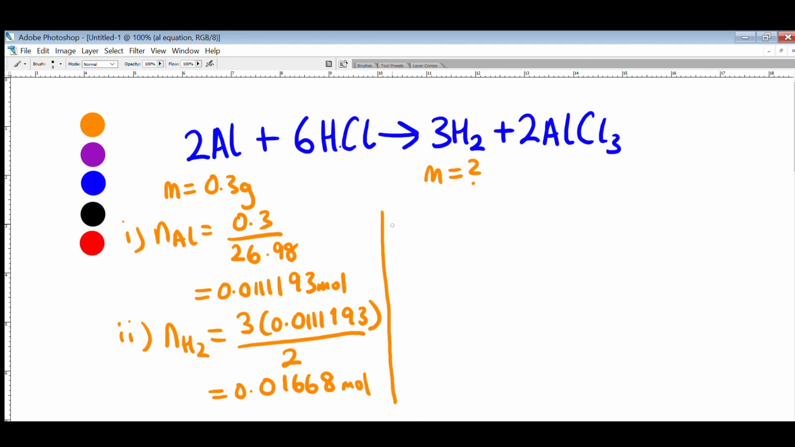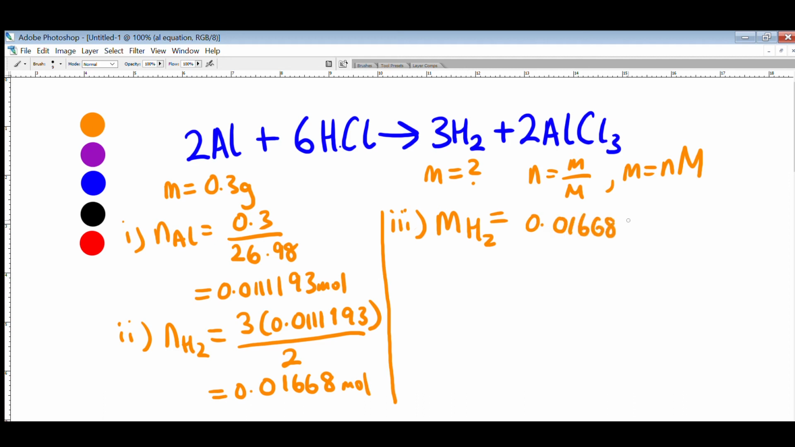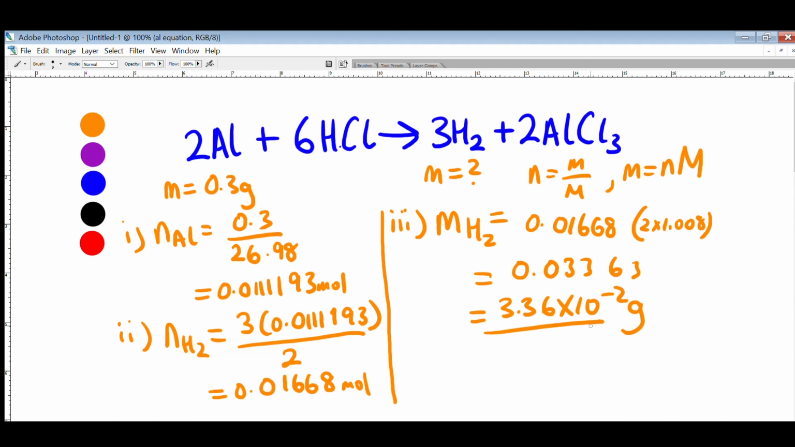So I'm just going to keep on with this. So now we have the moles, and once again, we just find the mass of H2. So remember n equals m on big M. So when we rearrange that, we get m equals n multiplied by big M, which is 0.01668 multiplied by 2 lots of 1.008. And this gives us 0.03363, which equals 3.36 times 10 to the negative 2 grams.